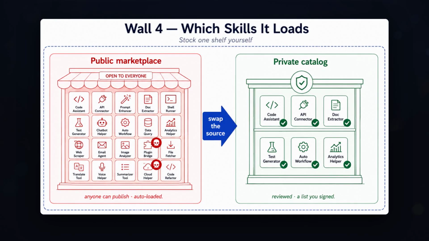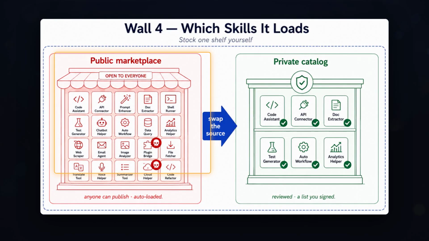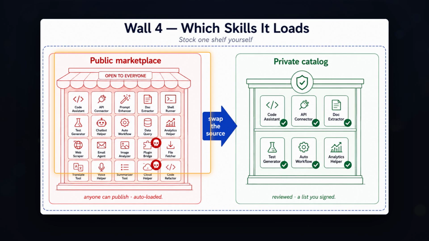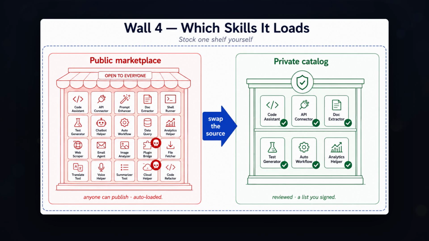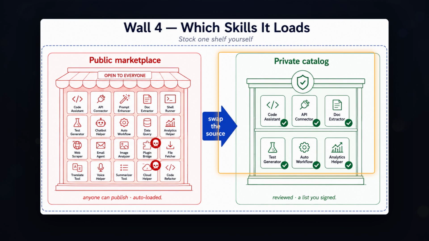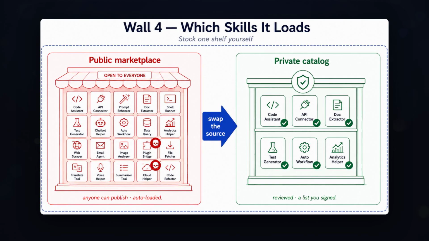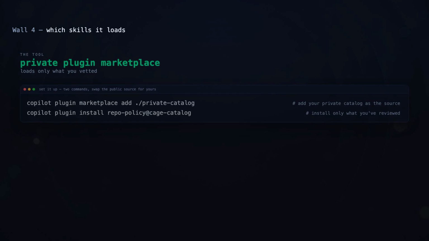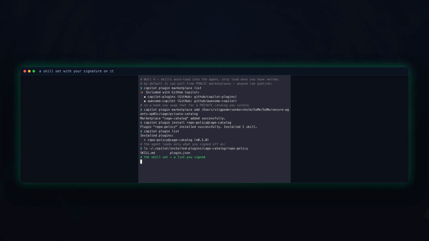Skills drop in from public marketplaces, and the agent will happily pick them up on its own. But anyone can publish to those marketplaces, which really means anyone can publish straight to your agent. So we stop shopping in the open store, and we stock one shelf ourselves. It's two commands. We add our own private catalog as the source, and then we install only the skills we've actually looked at and trust. Now the agent's whole skill set is a short list with our signature on it. Nothing loads that we didn't deliberately put there.